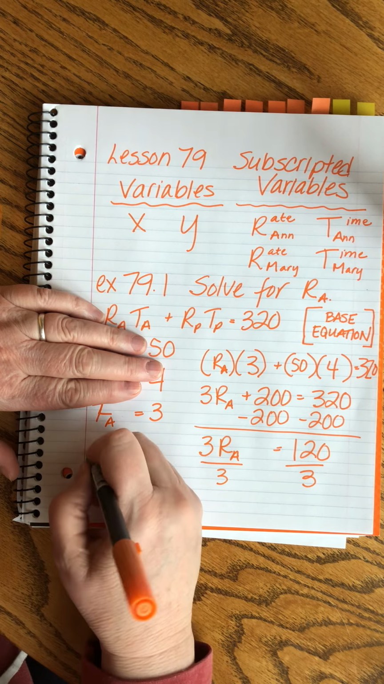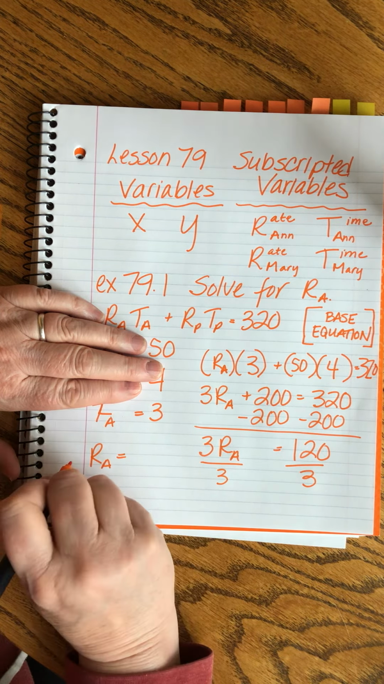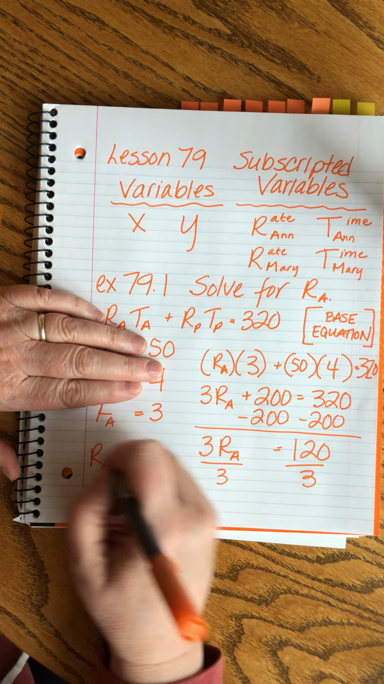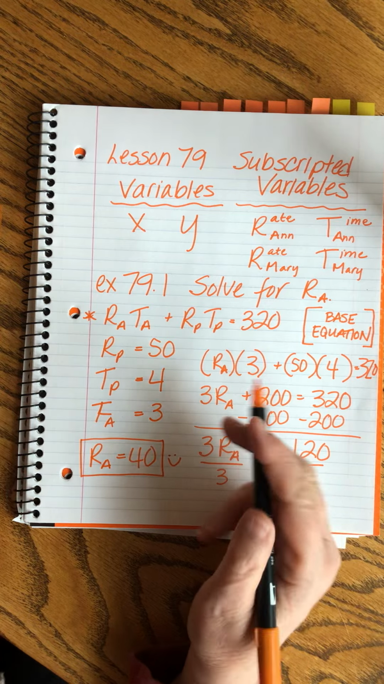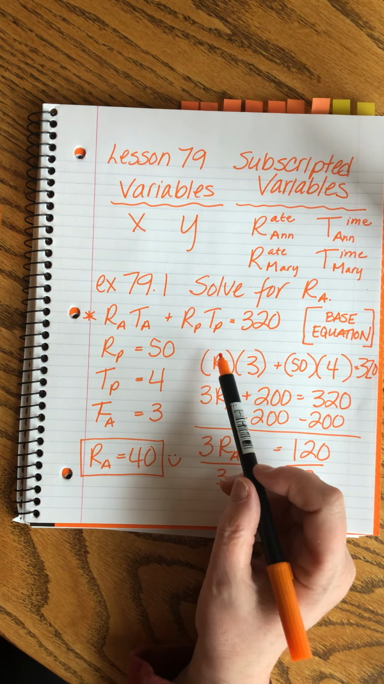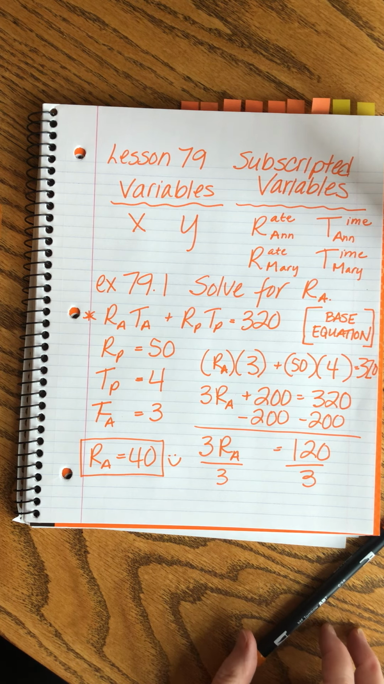And we get that the rate of A equals 40. And that's the correct answer. Okay? Now these subscripted variables seem really dumb in this problem because why? We don't even know what they mean. They don't even make any sense to us.